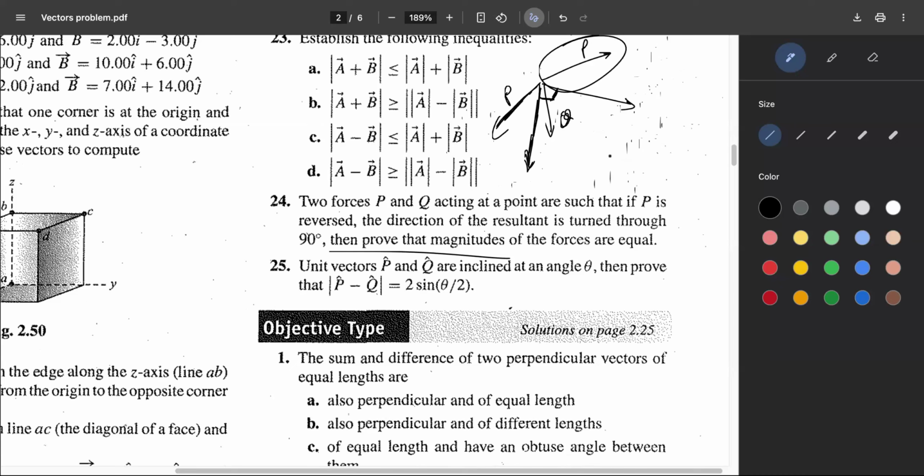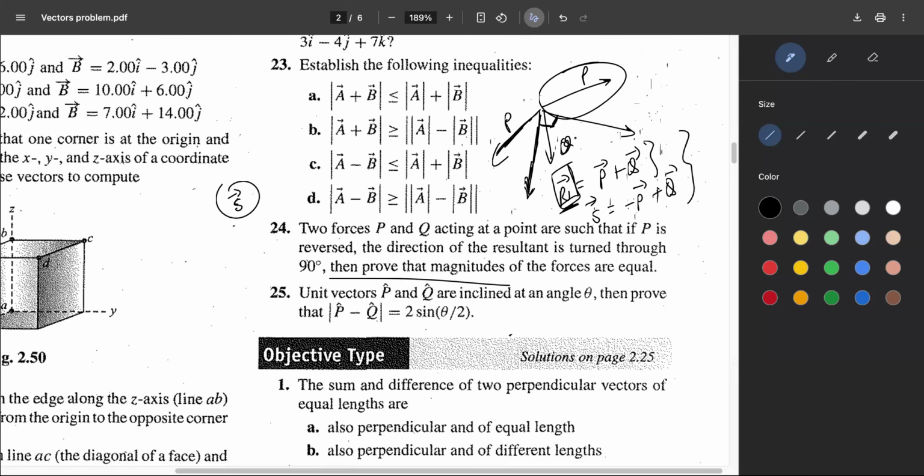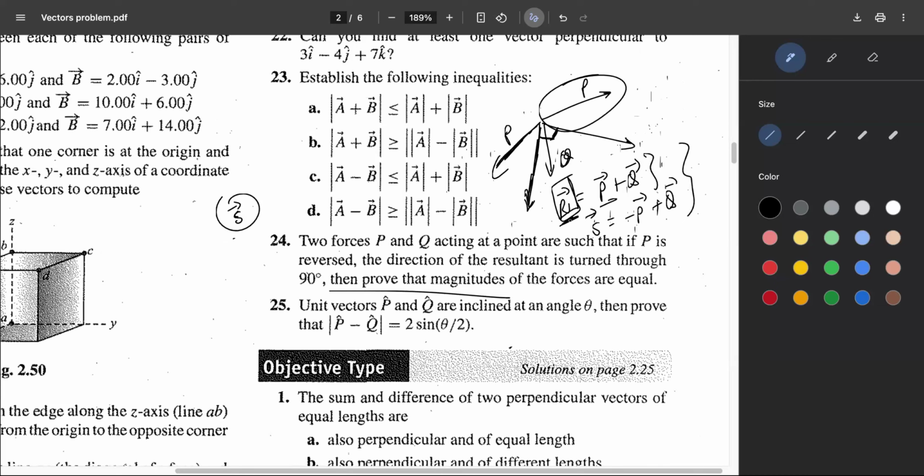So look, you can simply say that my resultant R is P plus Q. Right? And what is the next condition? Assume I have another vector S which is perpendicular to R, and S equals minus P plus Q. Understood? I'm saying this because the question says that when you reverse P, the resultant becomes perpendicular.